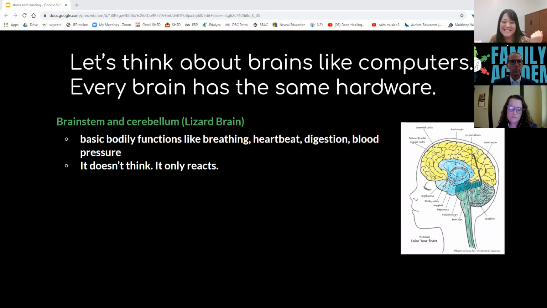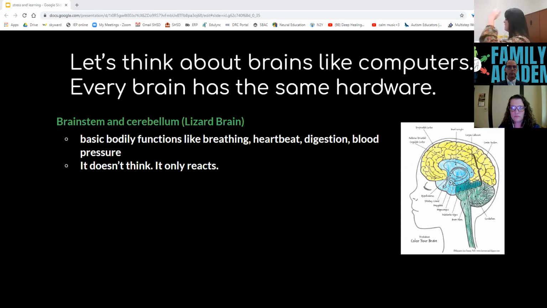So I'm going to start by giving us a little bit of a tour of the brain. I want to talk a little bit about the neurobiology of the brain, and that gives us a foundational understanding of what might be happening as we're learning and as we're responding to stress. I like to use this analogy of computers. If we think about our brain like a computer, we know that every brain has the same hardware. Tonight I'm going to break down the physiology of the brain into 3 different sections. I'm going to start with the brainstem and the cerebellum.